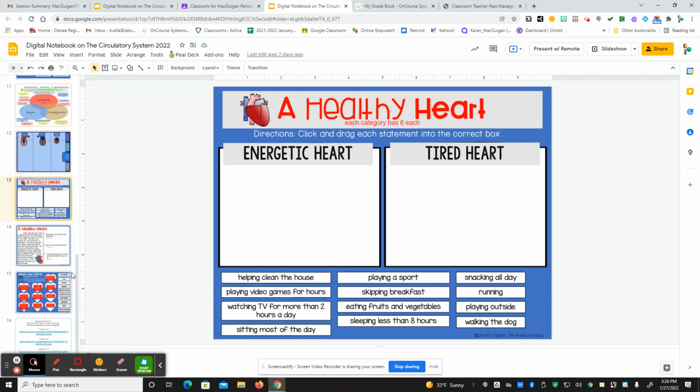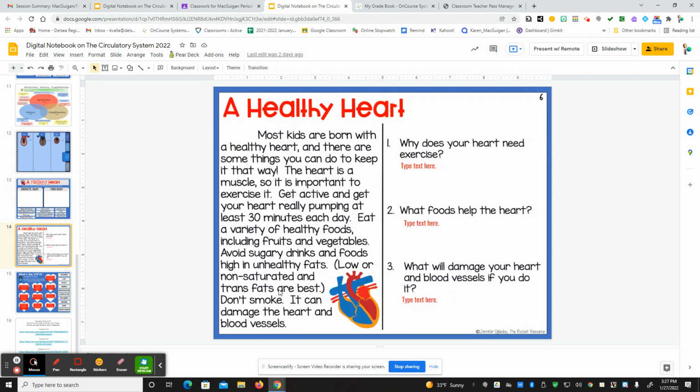The last 3 slides are going to be about your heart and maintaining a healthy heart. What can you do? An energetic heart or a healthy heart versus a tired heart. You can drag and drop. Each category has 6 of those boxes, so you know exactly how many to expect. And then for a healthy heart, again, what should you do? What should you eat? What should you not do? Like, should you not smoke? Answer those questions on the right.